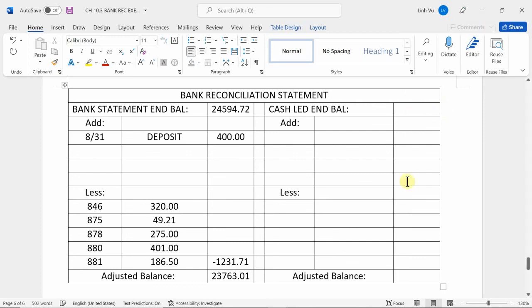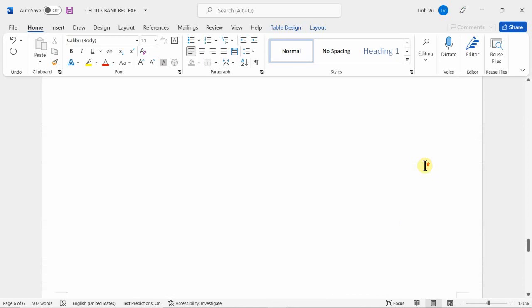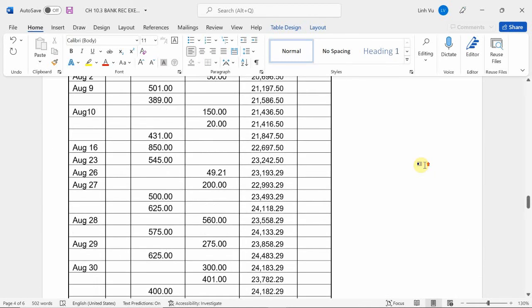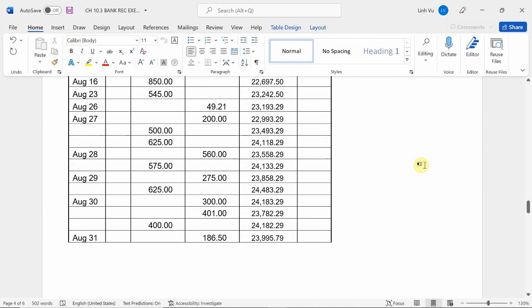Okay, how much is in your cash ledger right now? Okay. So here's your cash ledger. You need to look at the end of the month. Okay. We have August 16, 23rd, 26, and 27. And we have August 28, 29, 30, and 31. Okay. How many? 1, 2, 3, 4, 5.